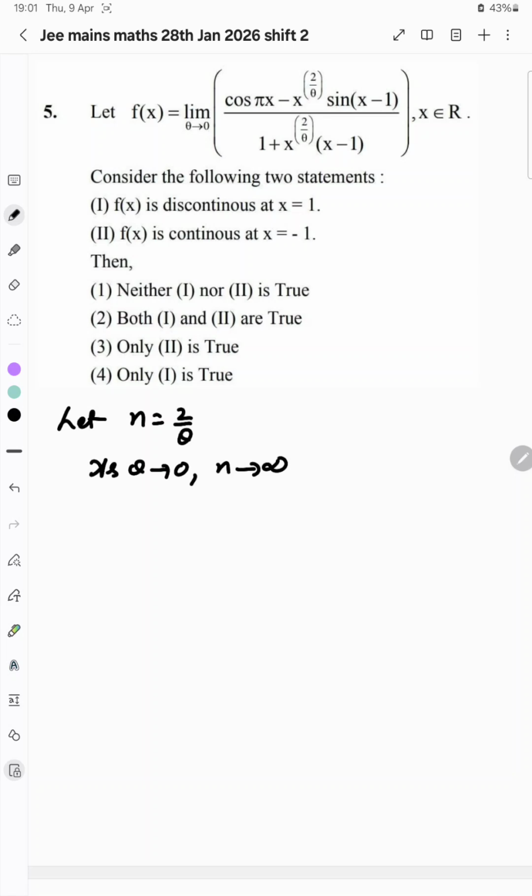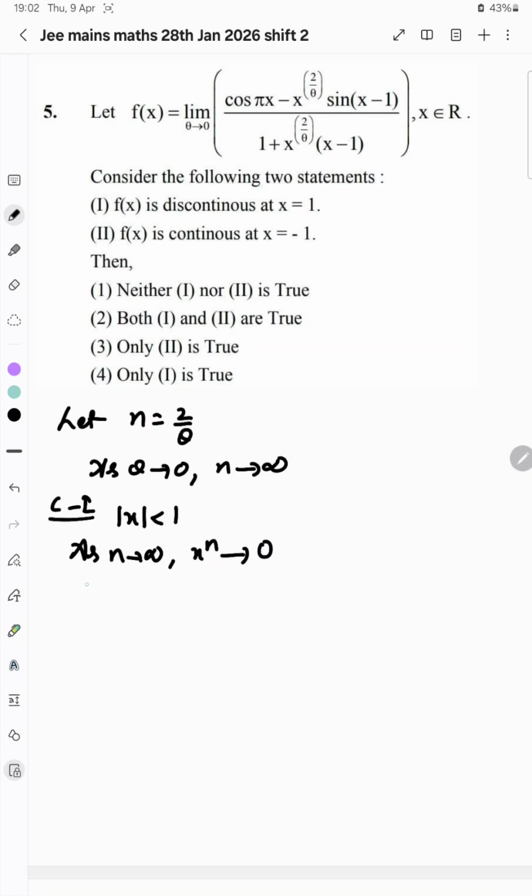Now x^n, when you take 2/θ as n, behaves differently depending on the value of the base x. So we take cases. Case 1: suppose x is in between −1 and 1, that means |x| is less than 1, the base is a decimal or negative decimal, including 0. As n tends to infinity, x^n tends to what? The base is a decimal, and a decimal to the power infinity, continuously multiplying, gives 0 only.